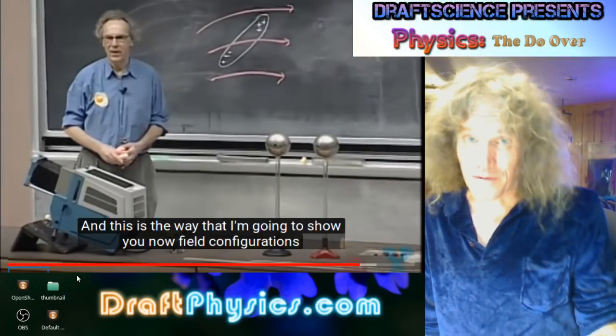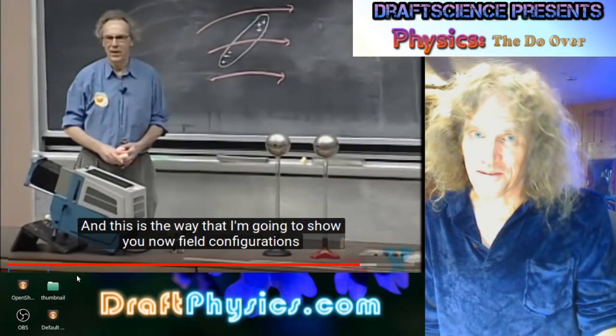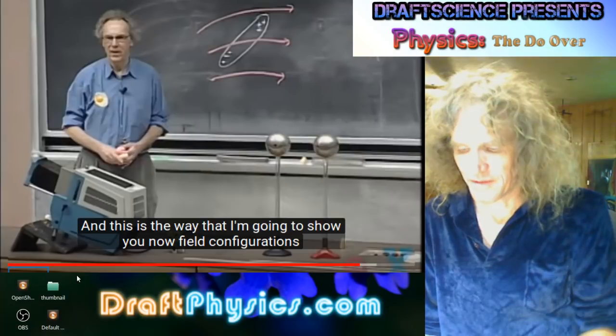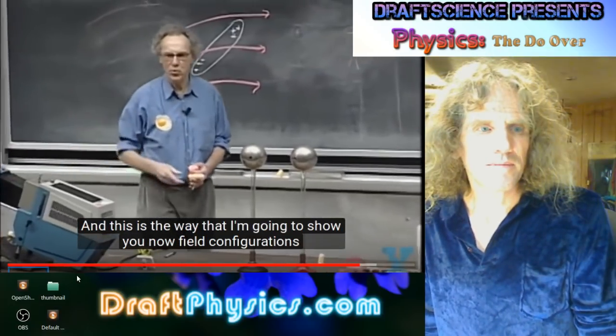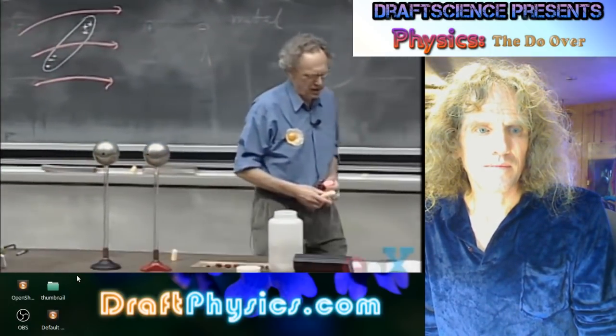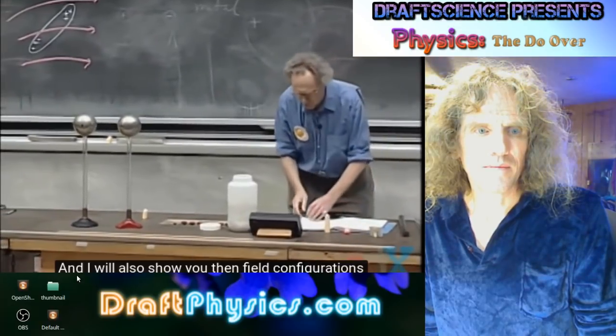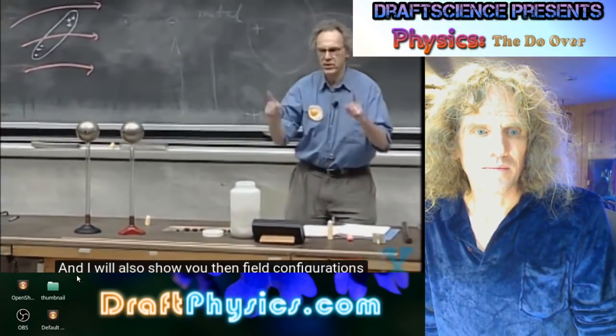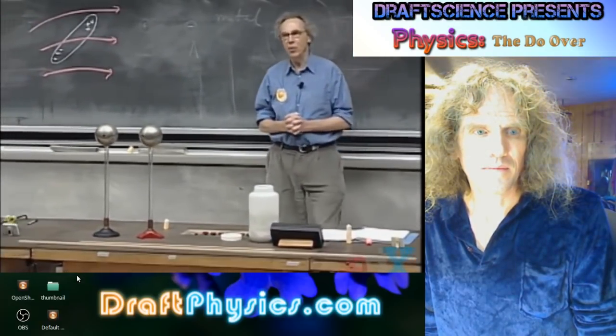And there's no electric field, there's just a magnetic field, a charge field. And this is the way that I'm going to show you now field configurations in the vicinity of a dipole, and I will also show you then field configurations in the vicinity of two charges which have equal polarity.